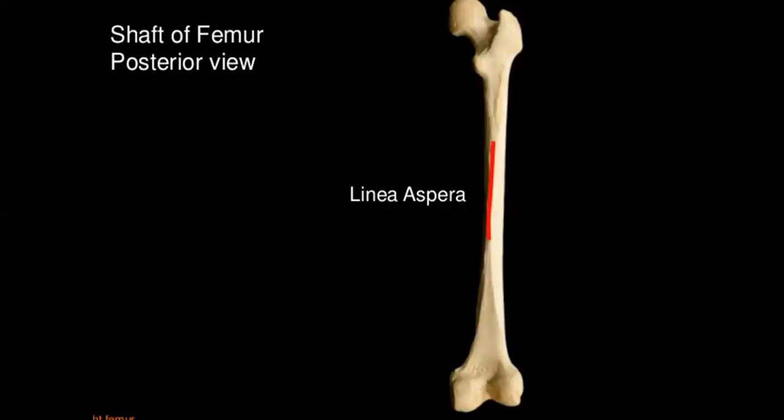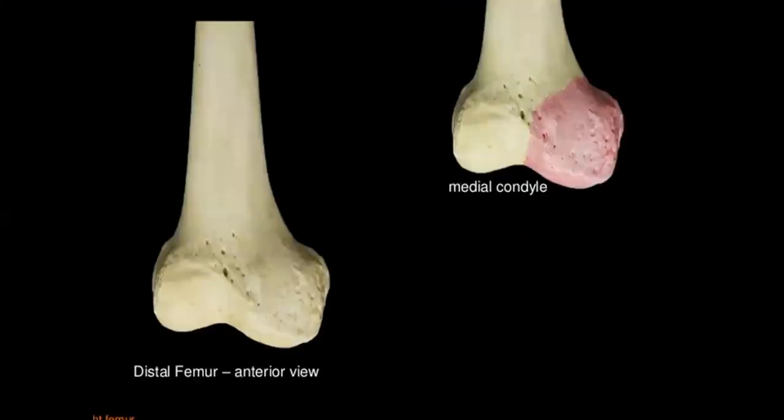Up till now, we have discussed the proximal third and the middle, that is the shaft. Now we will discuss the distal femur, or the distal third of the femur. So distal femur, as with the proximal femur, has some bony landmarks. First of all, as you can see, the pinkish colored area is the medial condyle. The medial condyle is at the lower end of the femur, situated on the medial aspect of the lower end of the femur. This is the medial condyle.